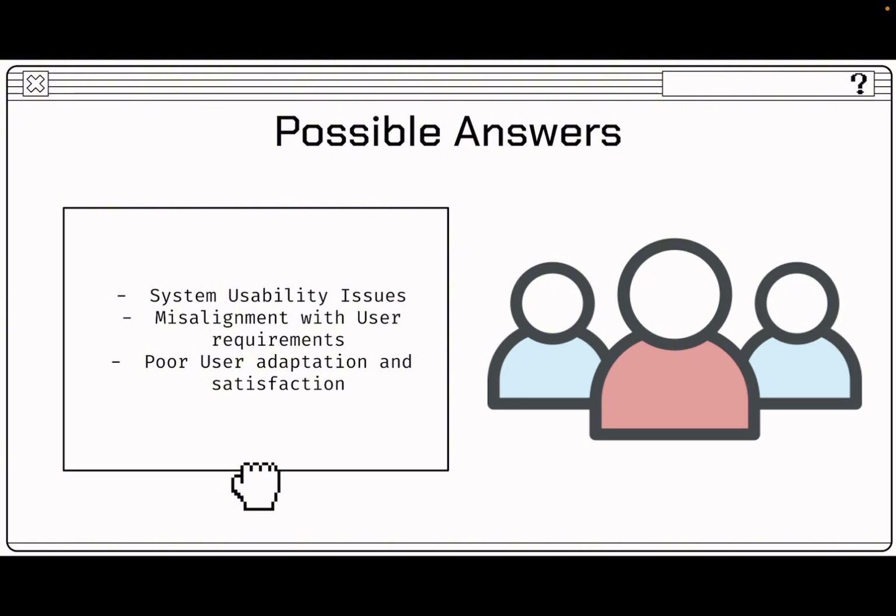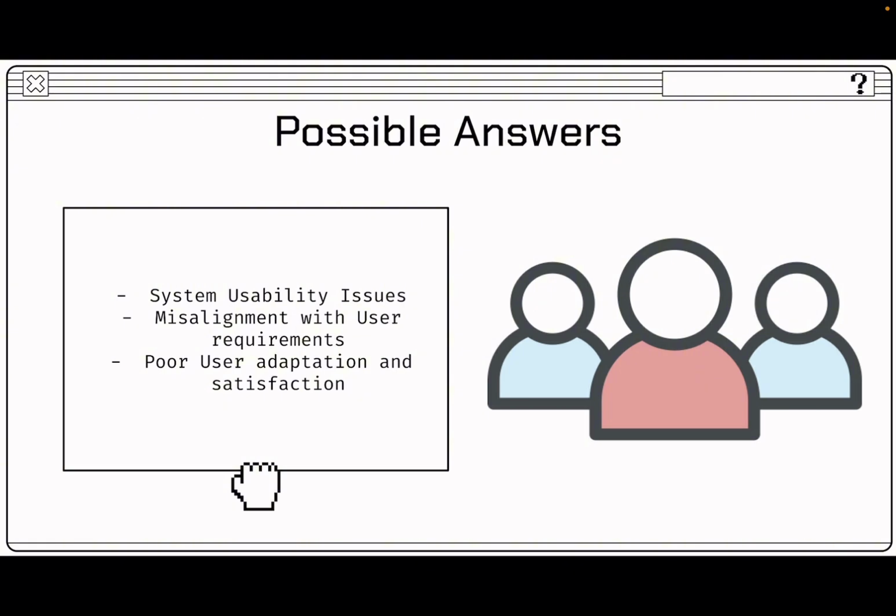A possible answer could be, with the integration of a new system without consulting the end users, there could be a system usability issue, given that the system may not align with their needs and preferences, which leads to problems of use. They might find it difficult to use regarding the features and functionalities. Another problem to consider is possibly poor user adoption and satisfaction. Given that if end users do not form part of the development process, they may feel disconnected from the system and less willing to adopt it.